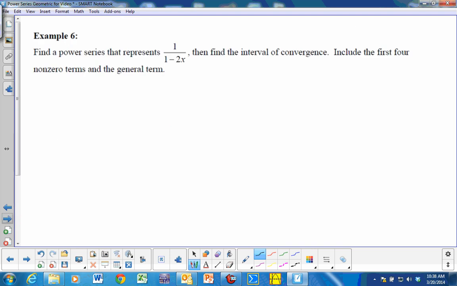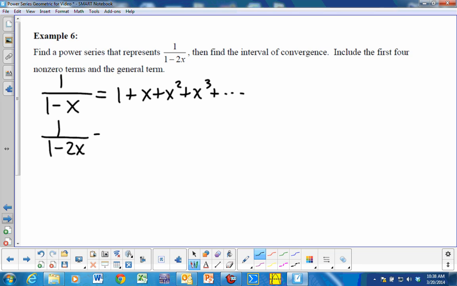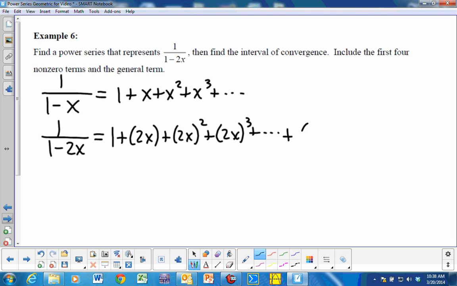Now we want to find a power series for this one. Well, again, take your 1 over 1 minus x, which is 1 plus x plus x squared plus x cubed, etc., and substitute everywhere you see x, we need to put 2x. So we'll have 1 plus 2x instead of x, (2x) squared, (2x) cubed, and so on. We could write that out and simplify that a little bit, or we could leave it. Actually, if we leave it, it's a little bit easier to write the generic term, because this would be just (2x) to the n, and that would be our general term there.